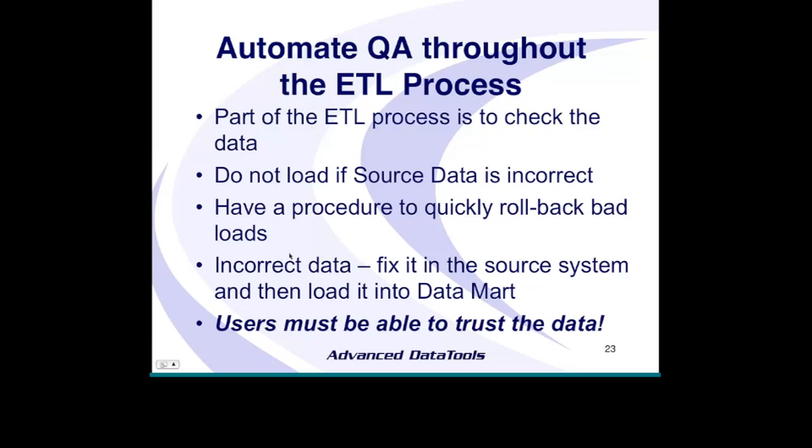It might be a debit and credit transaction where you debit the invalid record and you credit the record. Or it might be an add and delete where you delete the old and add a new one. But you always want to fix things in the source system, not in the data warehouse, because it's important that the data in the data warehouse match your source system. Users have to be able to trust the data to use it. And this is probably the most important point I have in this whole slide. If users don't trust it, they won't use it.